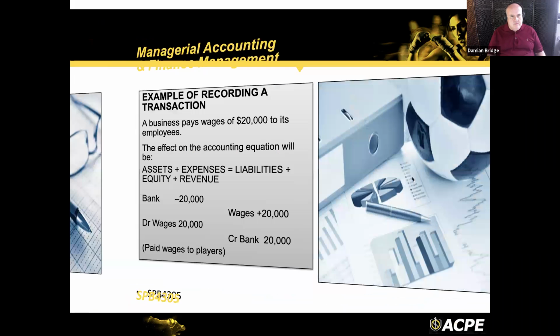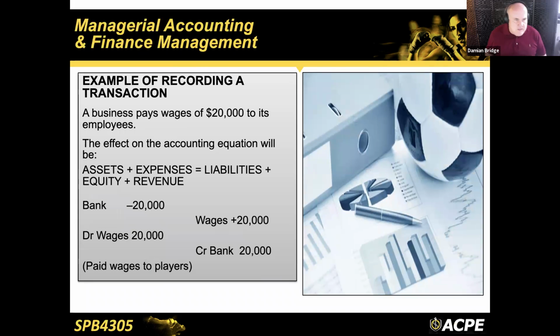So, come back here. A business pays wages of $20,000 to its employees. The effect on the accounting equation will be, we're going to decrease assets, called bank, and we're going to increase our expenses, called wages. Now remember, to increase an expense, wages, it's debit, so it's debit wages. To decrease an asset, it's a credit, so credit bank, okay, to decrease that asset.